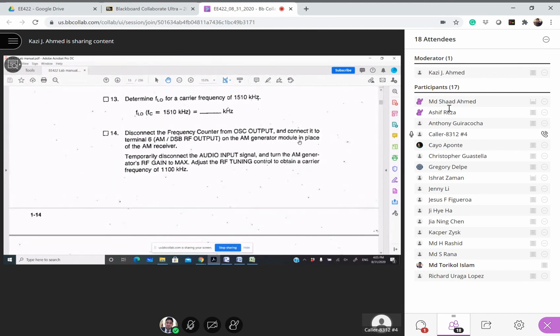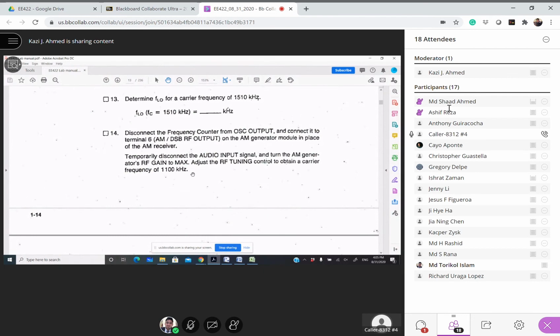Now, disconnect the frequency counter from the OSC output and connect it to terminal 6 on the AM generator module in place of the AM receiver. Temporarily disconnect the audio output, turn on the generator, and adjust the RF frequency carrier. Okay, so now what you did is connect it to the terminal.